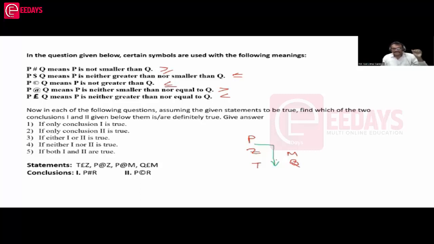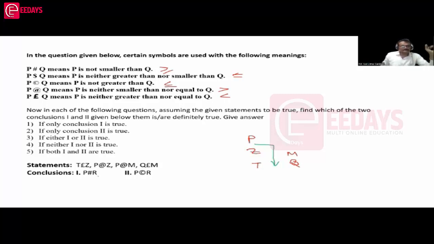Now, what is the line between Z and M? We don't know. What is the line between the T and Q? We don't know. Or what is the line between T and M? We don't know. That means we don't know the relation between ZM, ZQ, TM, and TQ. Right? Now, what is the first one?